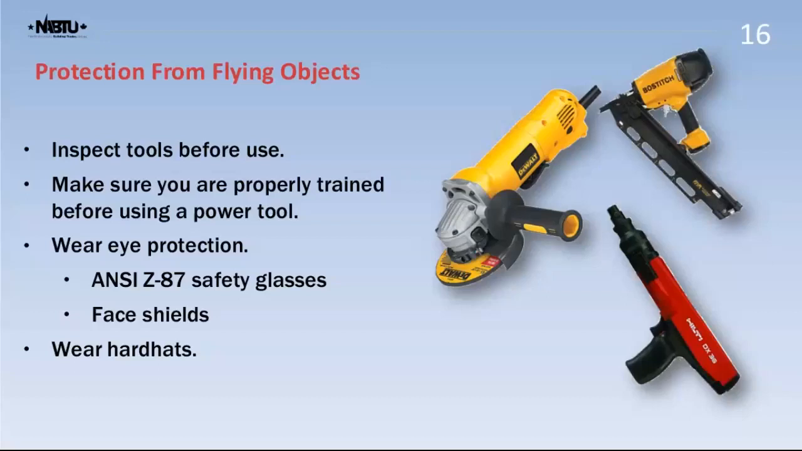Eye protection is important. You want to make sure your safety glasses are rated ANSI Z87. You can see that on the safety glasses. They're impact resistant. They can save your eyes. Face shields are also important, especially if you have lots of small particles flying around. And of course, wear your hard hat.